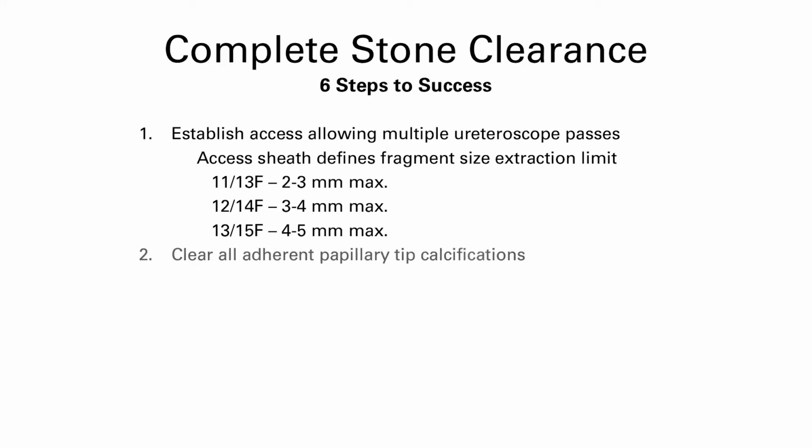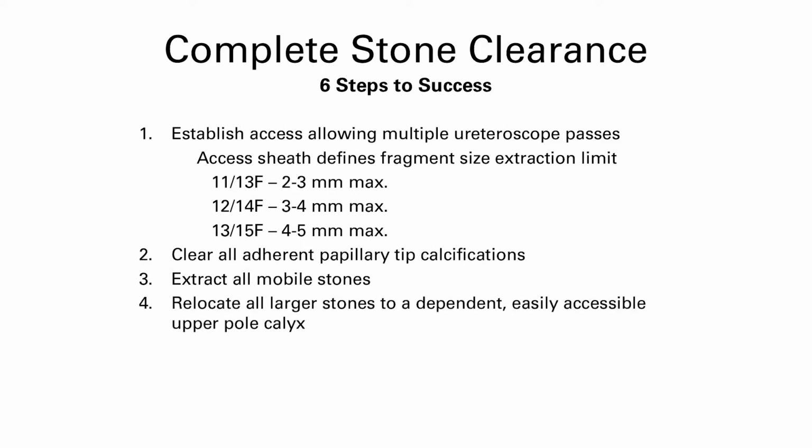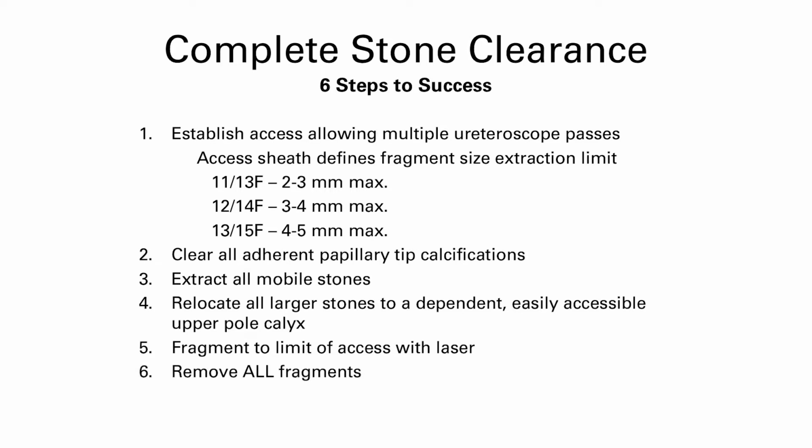We begin by clearing all papillary tip calcifications. We extract everything that's mobile, that's small enough to be removed. Again, the access sheath dimensions are important for maximizing the number of stones that can simply be extracted. We relocate all larger stones to a dependent, easily accessible upper pole calyx, and this is where we get the fragmentation done. Then we want to remove all fragments. The most important step of this is having good, secure access, and that's what I want to focus on.